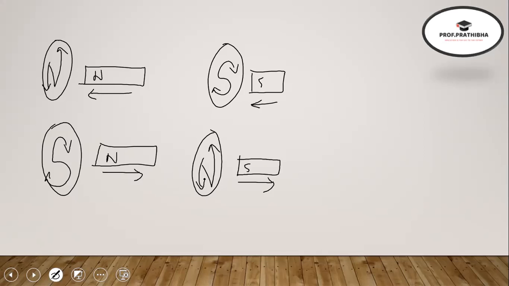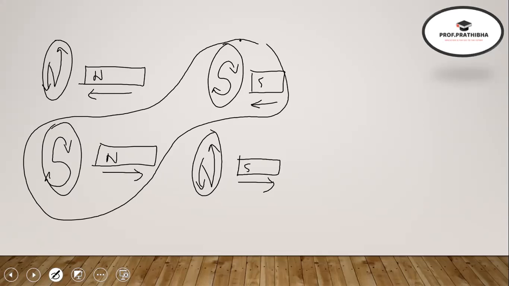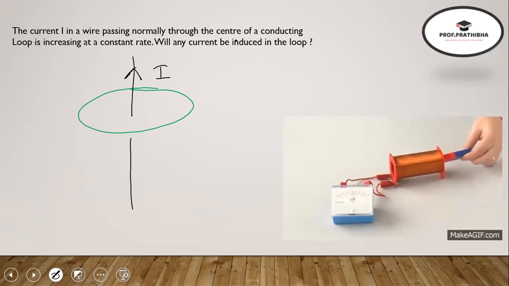Yes, so this is the basic funda. तो हमारे केस में क्या हो रहा था, एक तरफ साउथ आ रहा था और दूसरे केस में नॉर्थ जा रहा था। तो साउथ आ रहा था और नॉर्थ जा रहा था, मतलब हम ये इसको ले रहे हैं, इसलिए दोनों केस में वो क्लॉकवाइज है. Okay, so here we have a conducting loop and the current there is increasing, its rate is increasing at a constant rate. So will any current be induced in the loop?